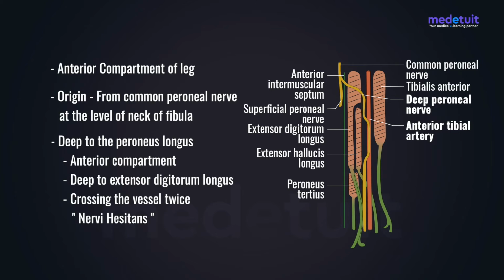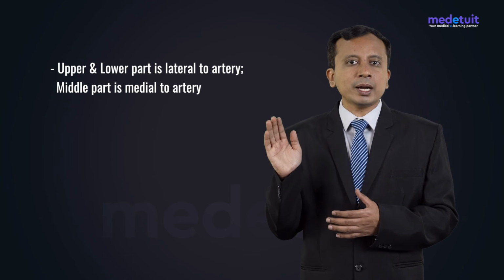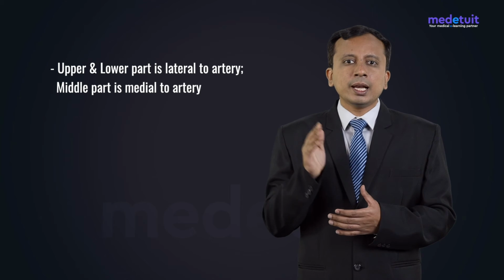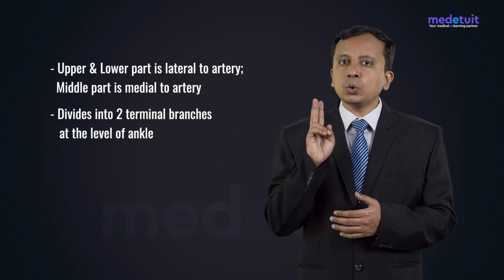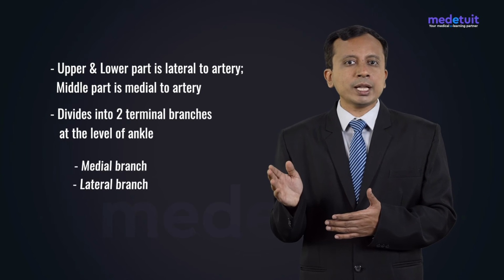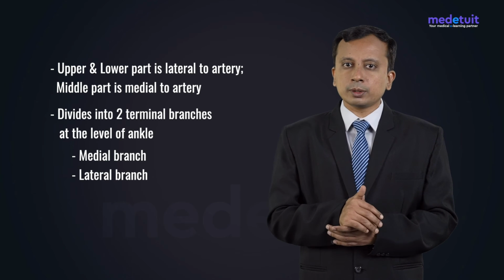So, this nerve is also called nervus hesitans. In the upper and lower part, it is lateral to the artery; in the middle part it is medial to the artery. Later it goes towards the ankle. At the level of the ankle, it divides into two terminal branches, one medial branch and one lateral branch. It is going to supply the dorsum of the foot.